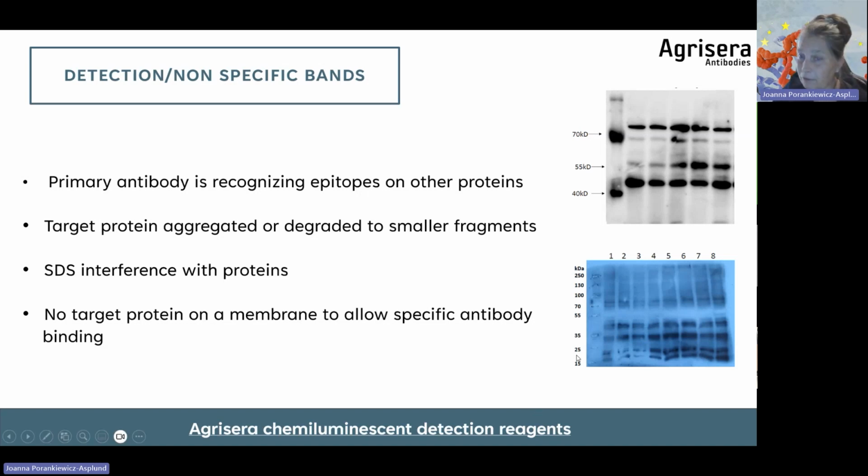If you expose the membrane for 1 hour, it will look like this. What we are after is as short an exposure time as possible, which will allow us to visualize binding of our antibody to the specific target protein.